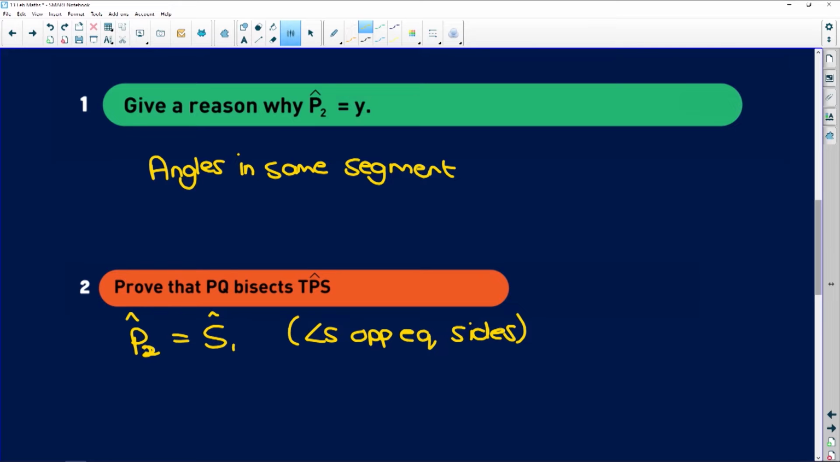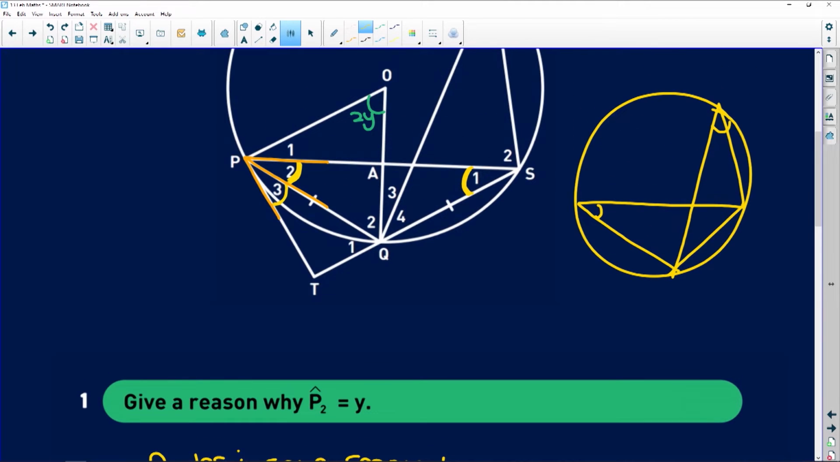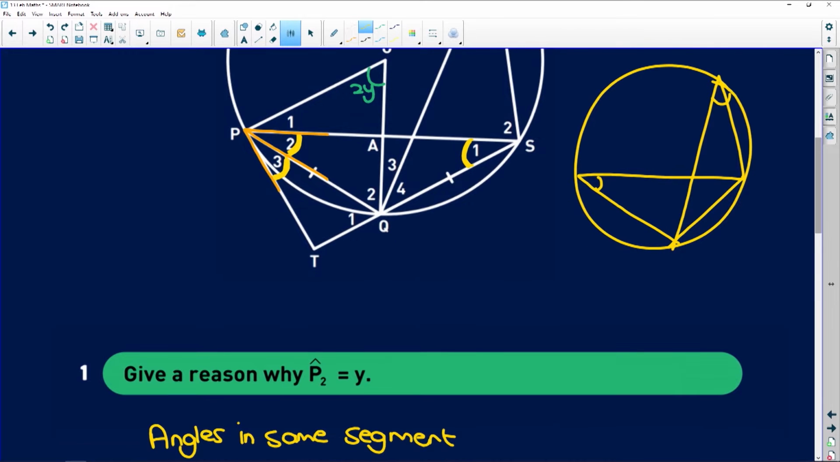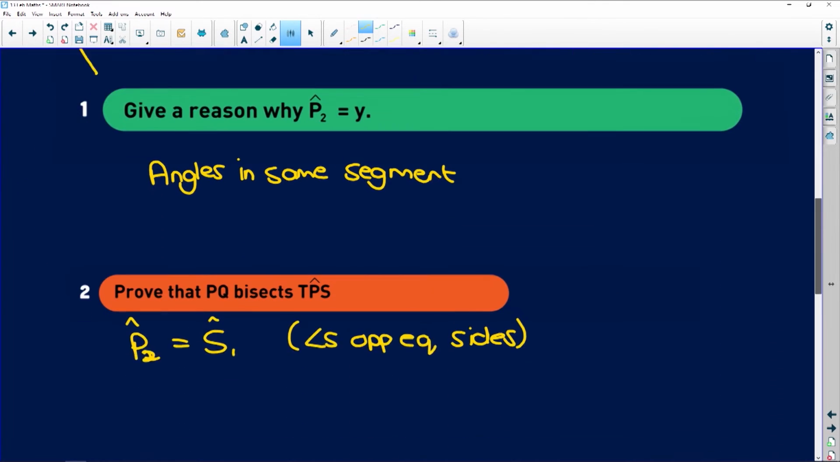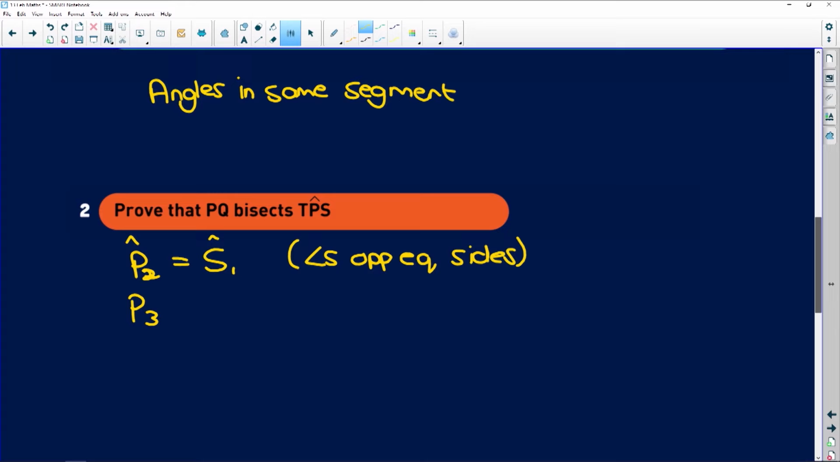Then we said over here, P3 is also equal to S1, and that was tan chord theorem. Remember, guys, if you have a chord happening like that over there, and then you have a tangent at that area, this angle between the tangent and the chord is equal to the angle that the chord subtends on the circumference. Some of you guys call that your kite surfer. Tan chord theorem. So P3 is equal to S1. Tan chord theorem.